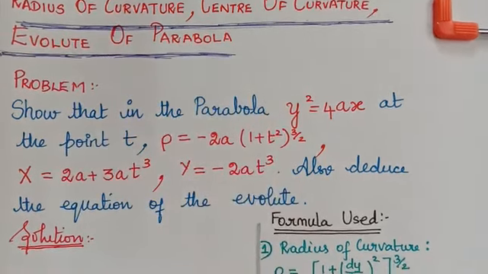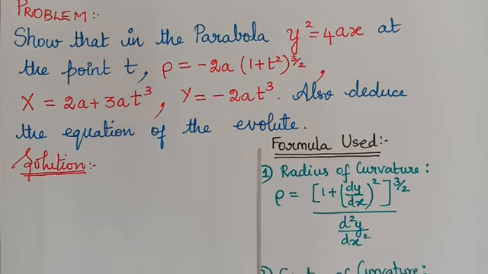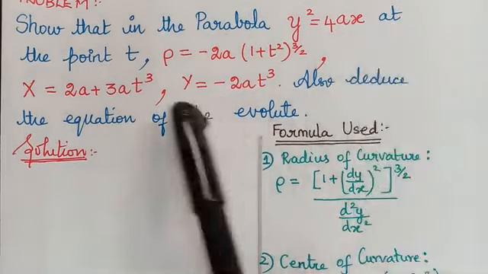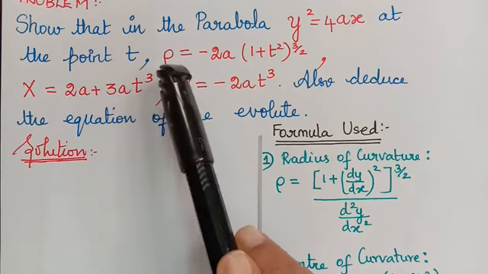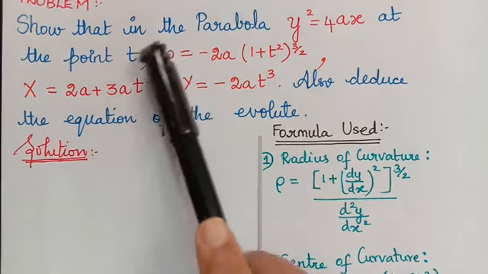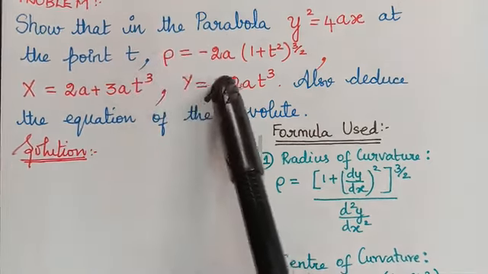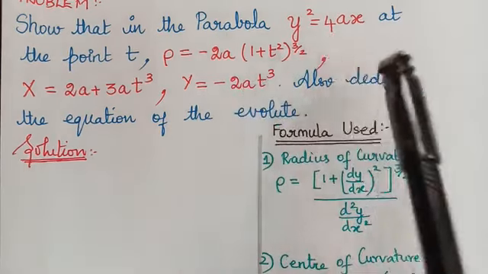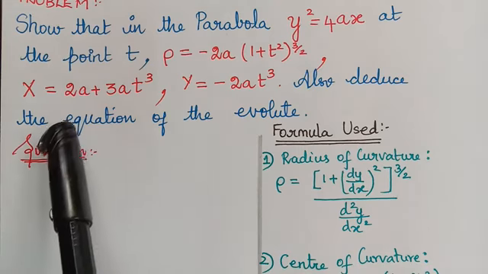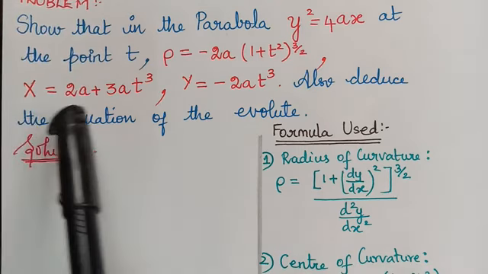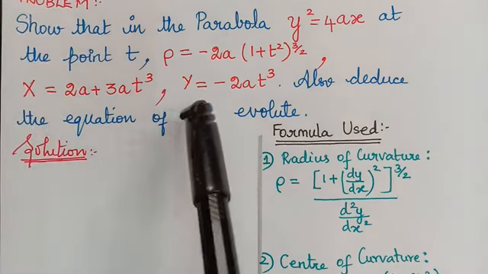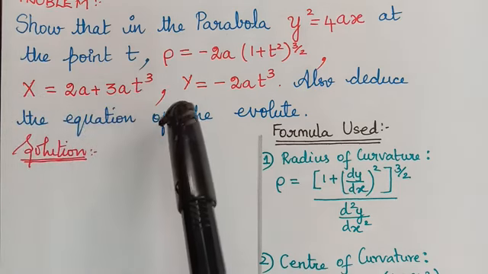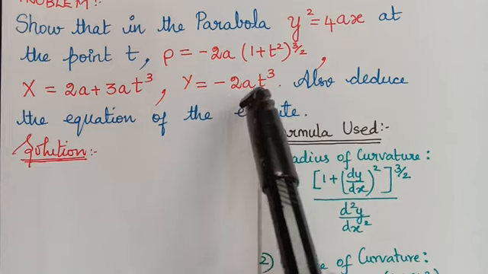The first problem is, show that in the parabola y squared equal to 4ax at the point t, the radius of curvature denoted by rho is equal to minus 2a multiplied with (1 plus t squared) the whole power 3 by 2, and the coordinates of the center of curvature are (X, Y), where X is equal to 2a plus 3a t cubed and Y is equal to minus 2a t cubed.